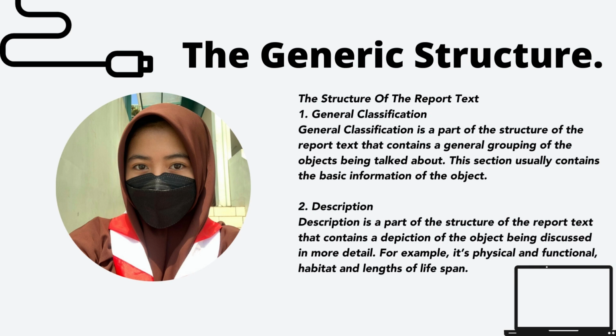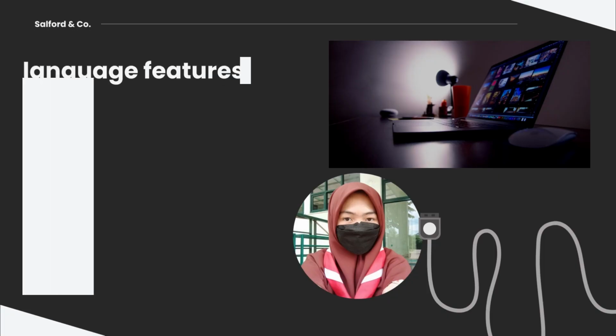General classification is a part of the structure of the report text that contains a general grouping of the objects being talked about. This section usually contains the basic information of the object. The second is description. Description is a part of the structure of the report text that contains a depiction of the object being discussed in more detail. For example, its physical and functional, habitat, and length of lifespan.